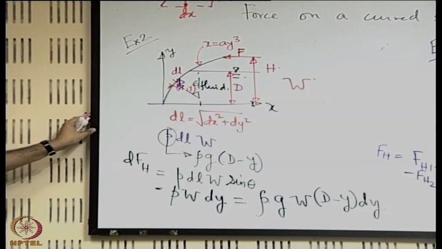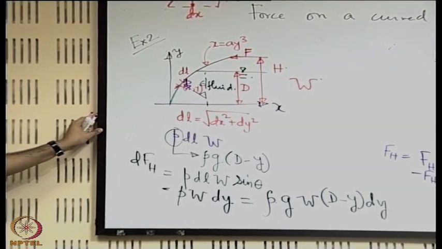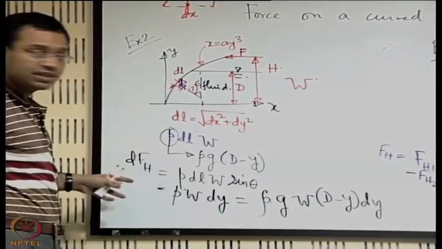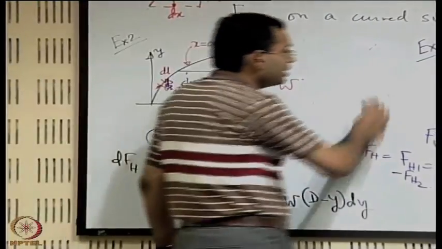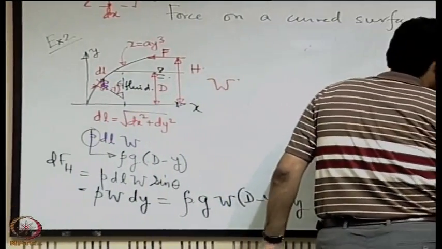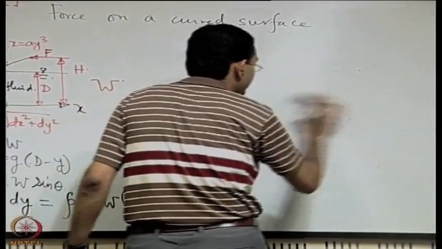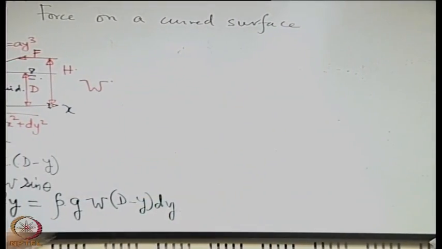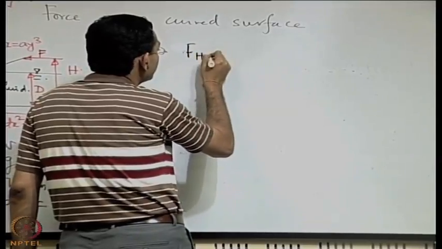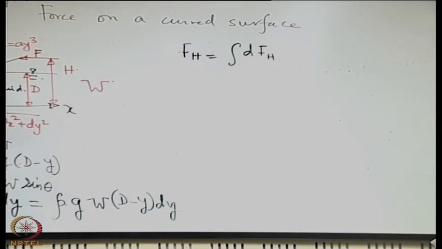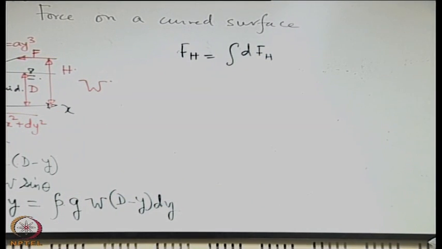How can you calculate the vertical component of the force? Calculating the horizontal component is straightforward, you just integrate it. So when you integrate it, let us try to write the complete expression. I will leave the integral to you, but at least let us write the complete expression. So Fh is the integral of dFh. What should be the limits over which you integrate? y equal to 0 to y equal to D.